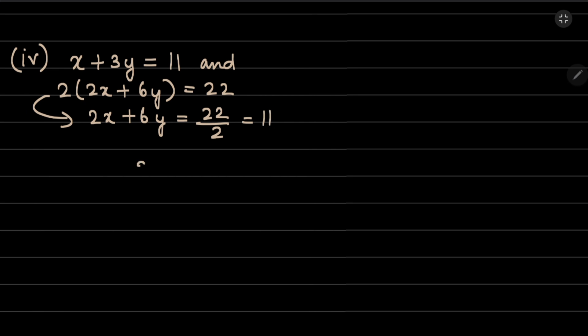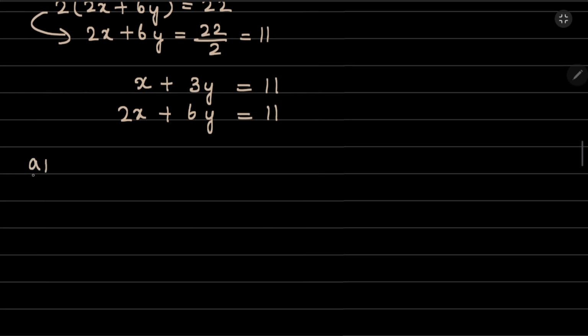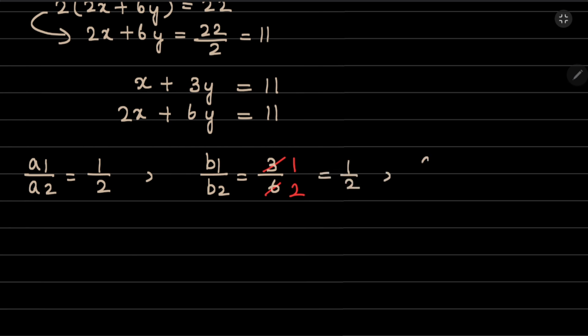So what are the two equations? The first equation is x plus 3y equal to 11. The second equation is 2x plus 6y is equal to 11. What do I say about a1 by a2? It is 1 by 2. What is b1 by b2? 3 by 6. So 1 by 2 again. What is c1 by c2? It is minus 11 by minus 11, which is equal to 1.